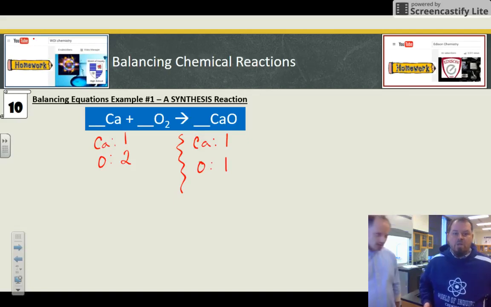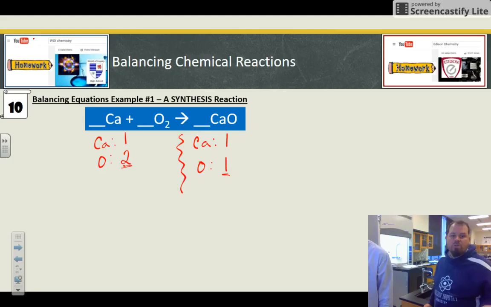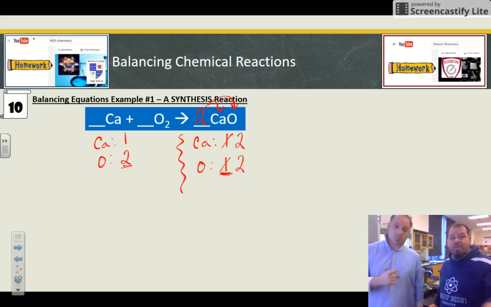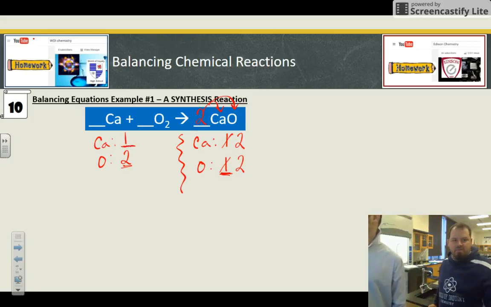They do not match. And so we need to balance out the one that doesn't match. What do I need to multiply the 1 O by to get it up to 2? 1 times 2. So this is what you need to religiously do. Put in the coefficient first. Now redistribute and recount. So now Ca becomes 2 and O becomes 2. Good. Now I've balanced the O's, but in the process I've unbalanced the Ca's, but that's okay.